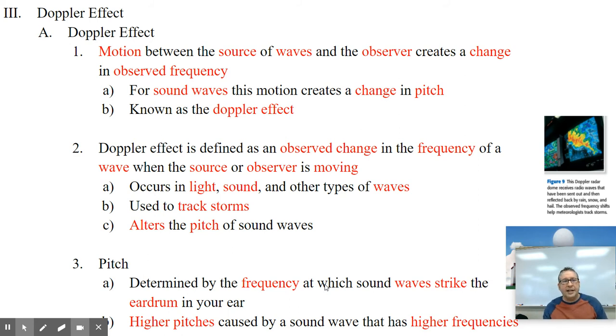Doppler effect, as we said, is an observed change in frequency of a wave when the source or observer is moving. It occurs in light, sound, and other types of waves. And we use Doppler effect to track storms. That's why you call it checking the weather. Men and women say, let's check the Doppler radar here.